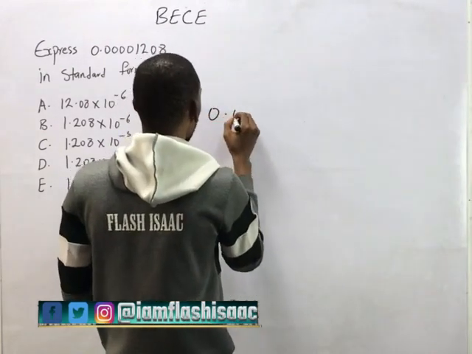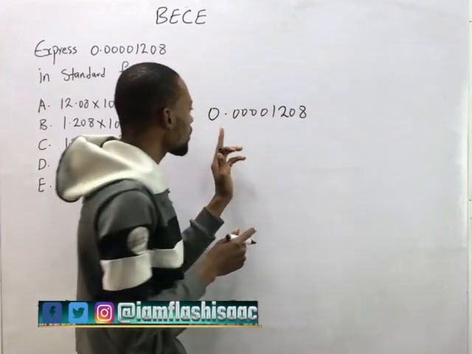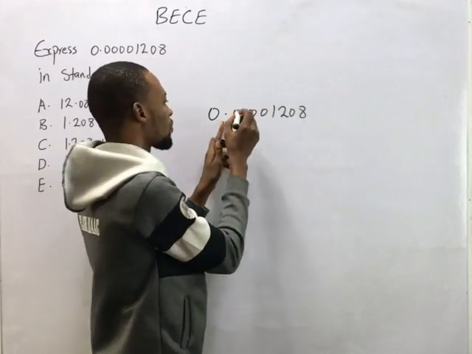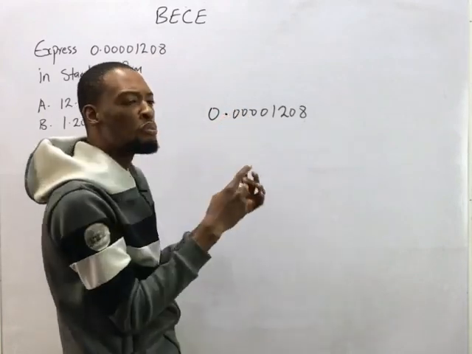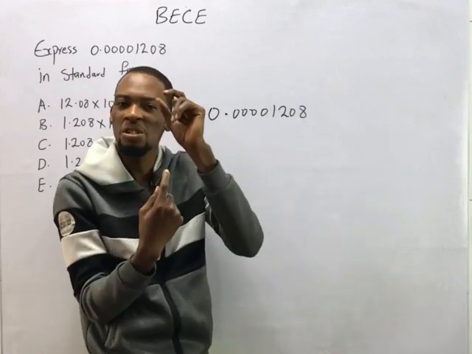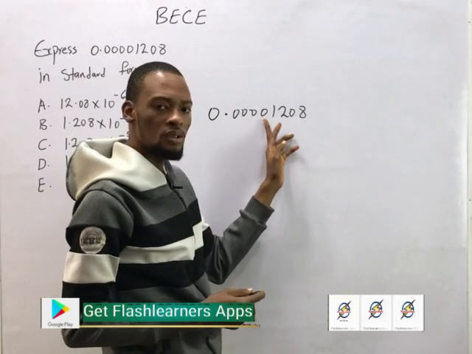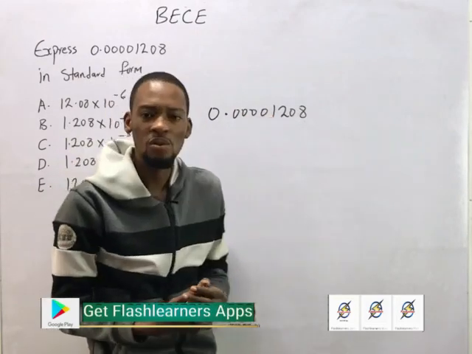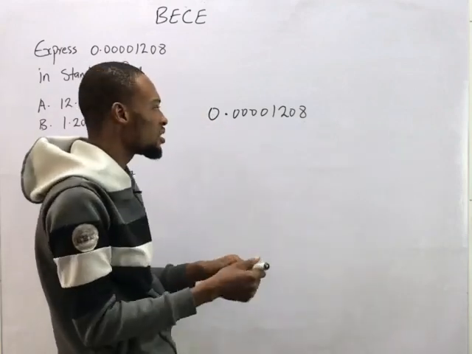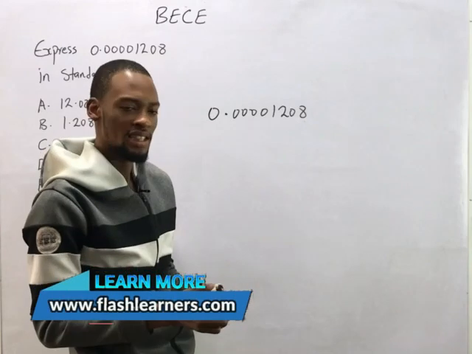First, write out the number. So you see, this is 0, 0, 0, 0, 0. And this is the decimal point. What you do is move the decimal point to the front of the first number that is not 0. Look at it. This is 0, this is 0, this is 0, this is 0. And the first number that is not 0 is 1, right? So we move the decimal point to the first number that is not 0. And how many times you move determines the answer you get.